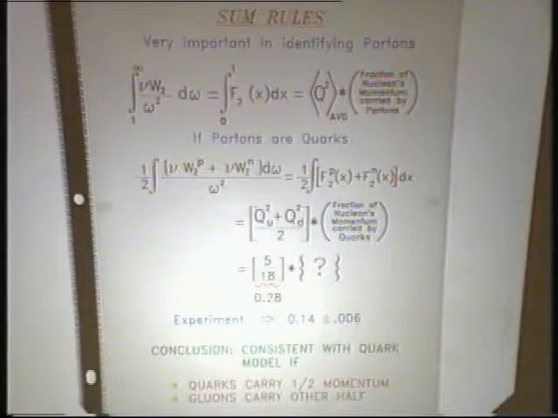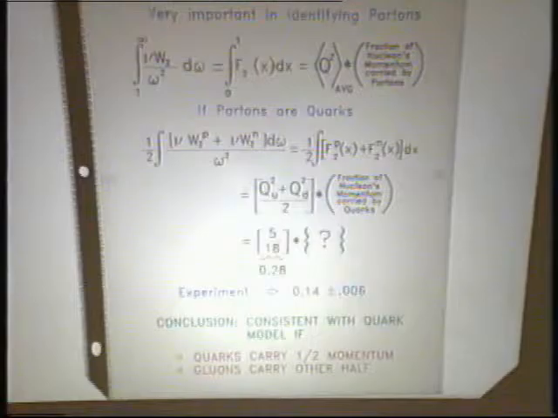Well, people thought about that. You get the small number because of the fractional charges. And so you could only make it consistent with the quark model if the quarks carried only one half of the momentum in the proton. And in order to make it consistent, you have to say, well, something else is carrying all the other momentum. They have to be uncharged particles, and the candidate was gluons.